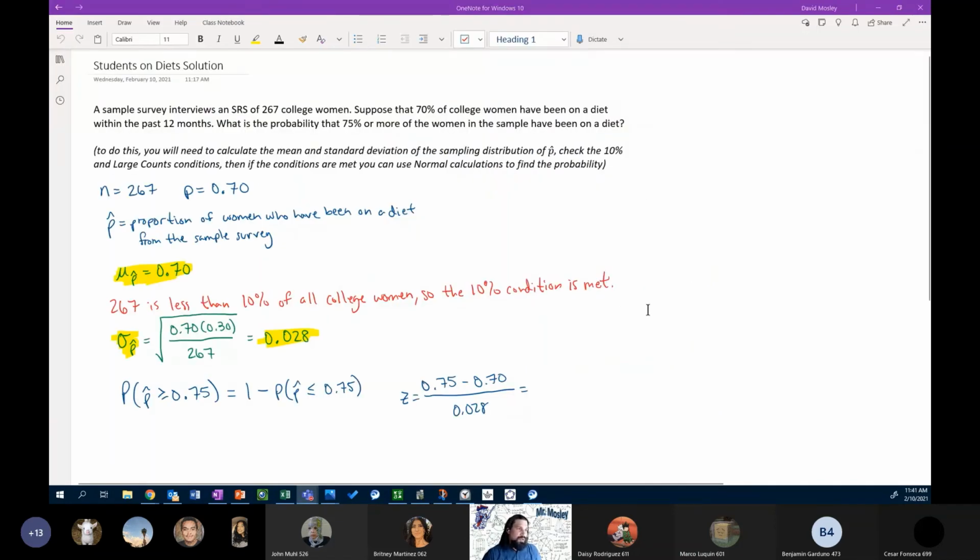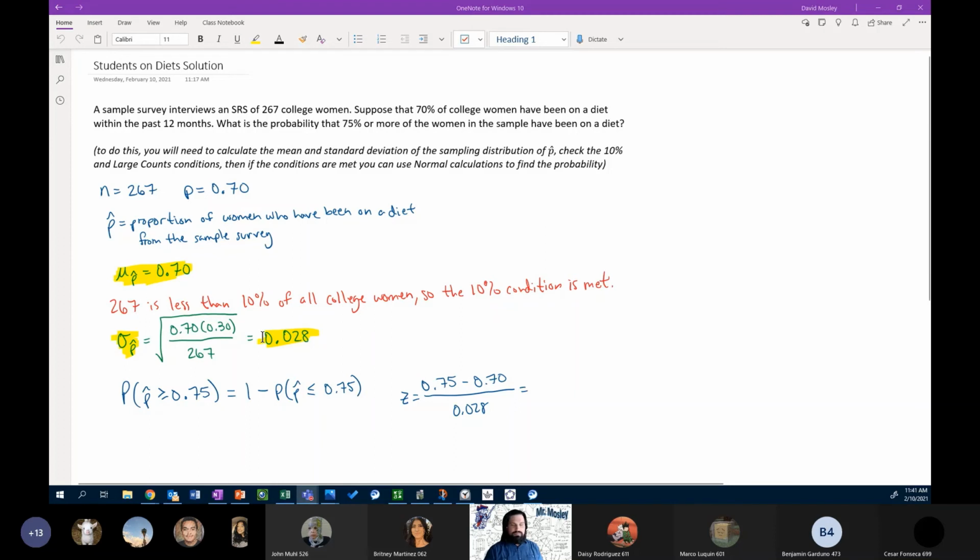This is a possible way of what the work could look like up to a certain point. Our n in this survey was 267. p, the population proportion, is 0.70. p hat is defined as the proportion of women who have been on a diet from the sample survey. The mean of p hat is 0.70. Because 267 is less than 10% of all college women, the 10% condition is met, and the standard deviation is 0.028.